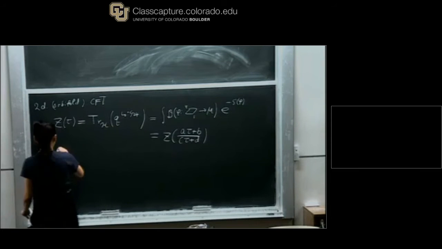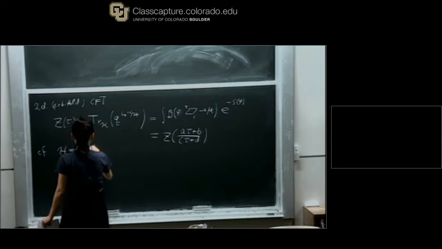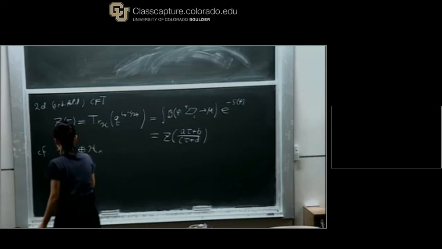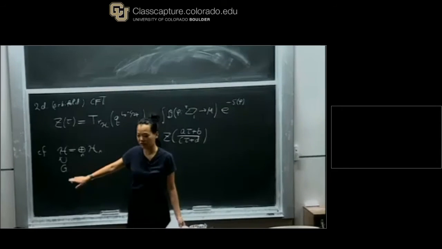Now, let's focus on the case where the theory admits a finite group symmetry. That means that the Hilbert space is a representation of a certain finite group G.